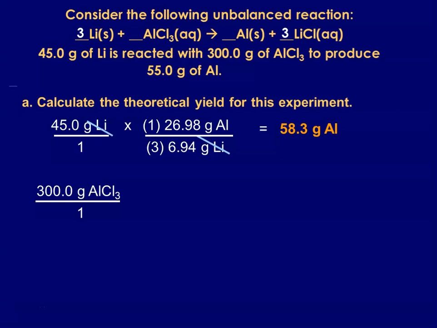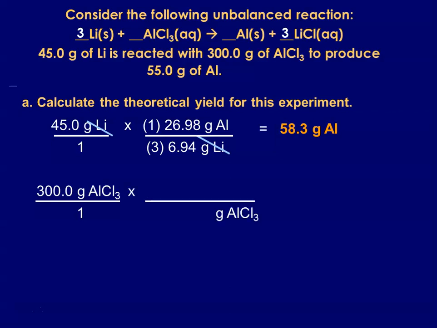I was told I had 300 grams of AlCl3, so if you just look at it by mass, it looks like lithium's got to be the one that determines my theoretical yield, no brainer. But we have to go through and do the math because remember, grams don't compare necessarily to individual elements. Moles are what we can compare between different elements or between elements and compounds.